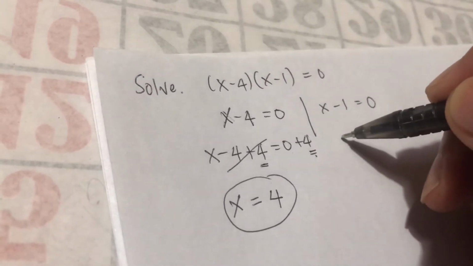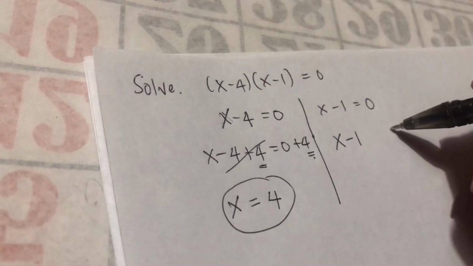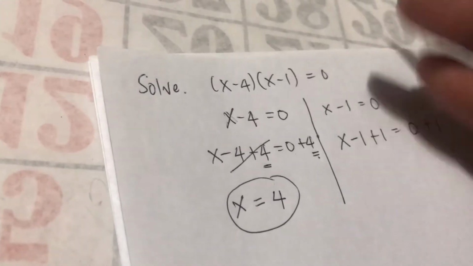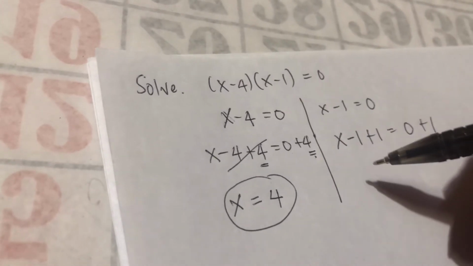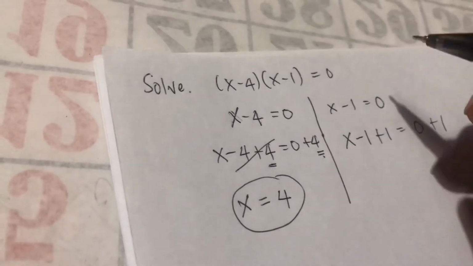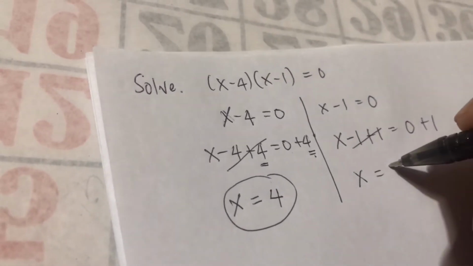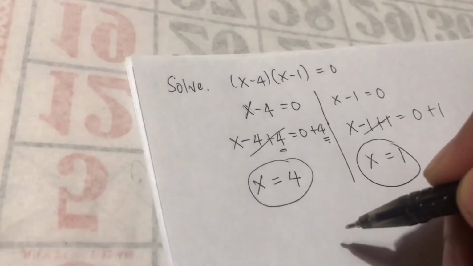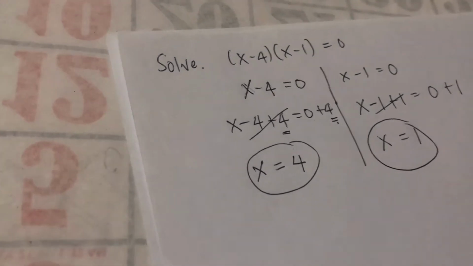And then, dito, let us add, i-add natin, magpa-plus 1 ako dito, magpa-plus 1 din ako dyan. Kasi kailangan nating gawin ang left side na variable lang na x, or x na lang ang kailangan nating gawin doon sa left side para makuha natin yung root or roots. So we have x, again, magiging 0 to, is equal to 1. So this is the other root. So we have now our roots. X is equal to 4 and x is equal to 1.